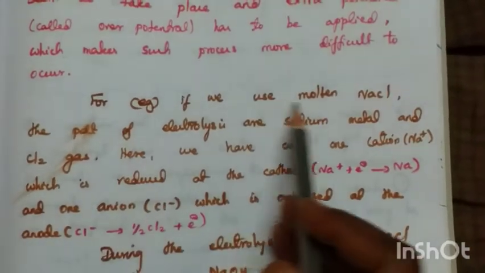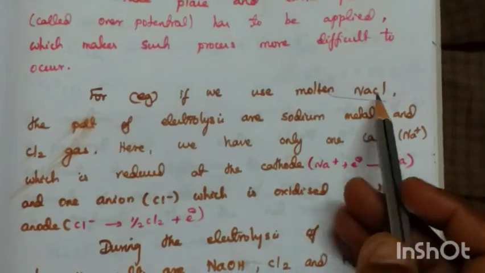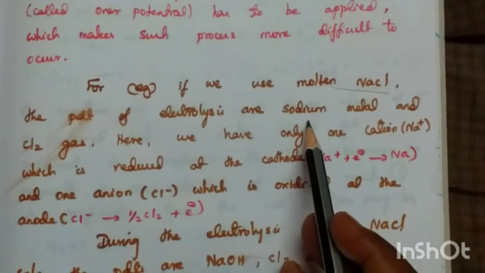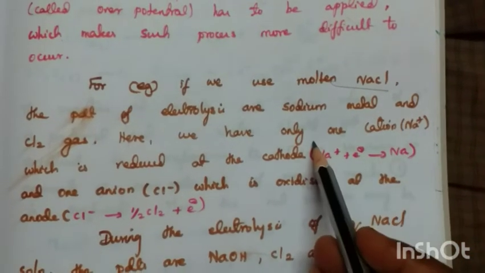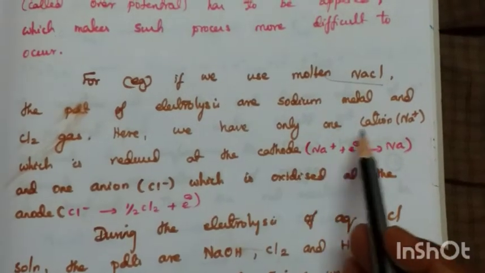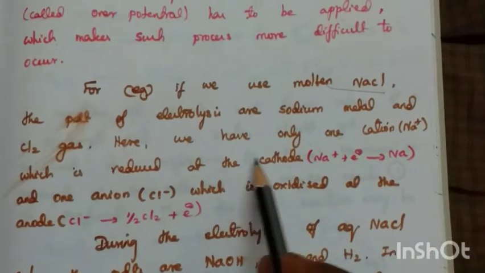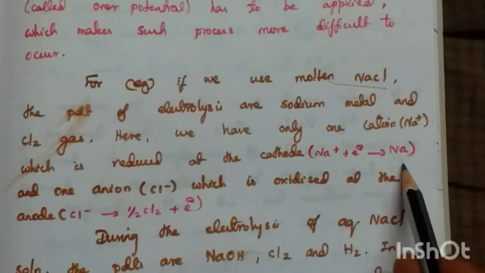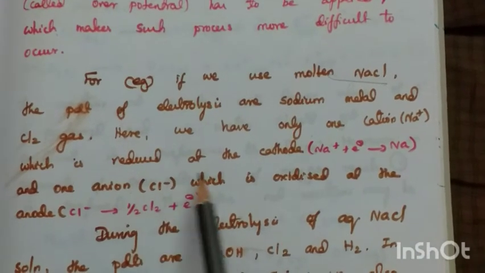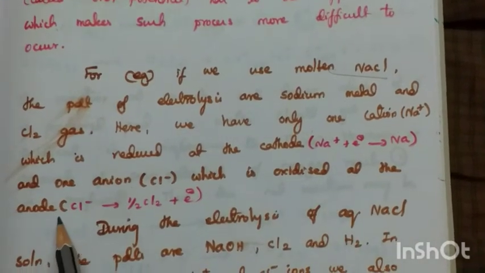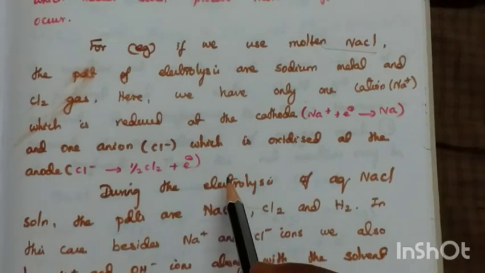For example, if we use molten NaCl, the products on electrolysis are, as we expect, sodium and chlorine gas. Here we have only one cation, Na+, which is reduced at the cathode: Na+ + e- gives Na. And one anion, Cl-, which is oxidized at the anode: Cl- gives 1/2 Cl2 + e-.